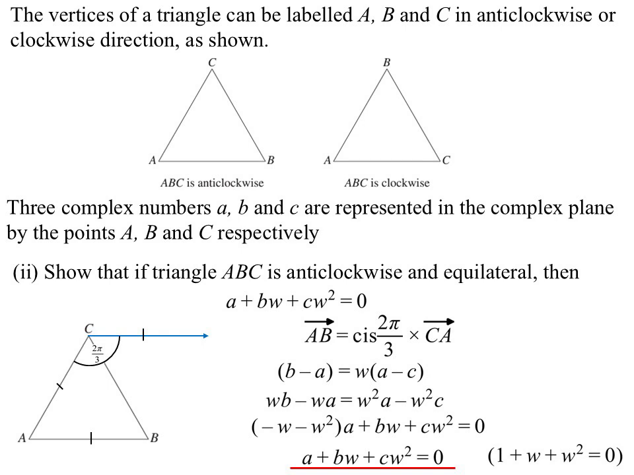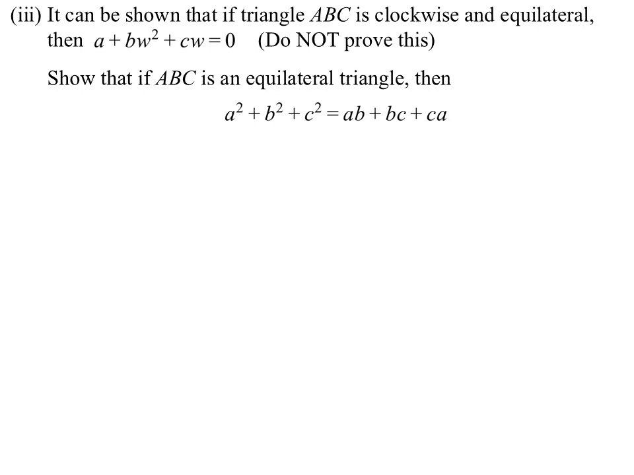Okay, now part 3. It can be shown that if it was the other triangle, if they'd gone around clockwise, you get a similar result, not quite the same, and then they made sure to point out, don't prove it. It would be a very similar proof to what we just did in the other one, but don't waste time. They're saying, look, this would be the other result if you went with the other triangle. But now, if ABC is an equilateral triangle, so it could be either of those two cases, then this result holds: A squared plus B squared plus C squared is AB plus BC plus CA. We proved the first one, they gave us the second one.